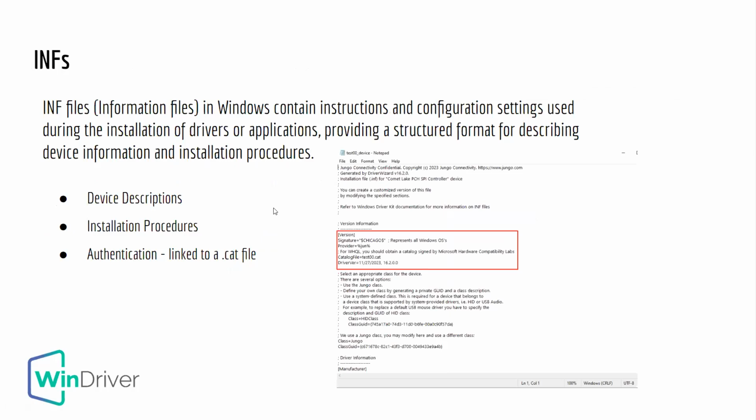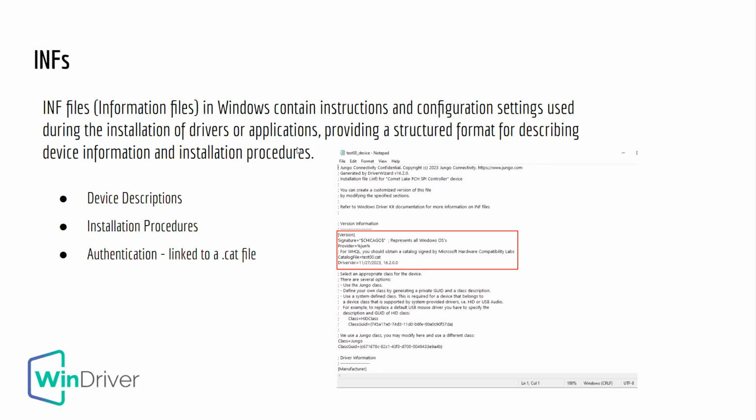But before you sign the driver, after you completed the development for distribution, let's go through the components of the validation of the driver. So the first component is the INF. INF is an information file. It's basically a text file that contains instructions and configuration settings used during the installation of drivers or applications, providing a structured format for describing device information and installation procedures.